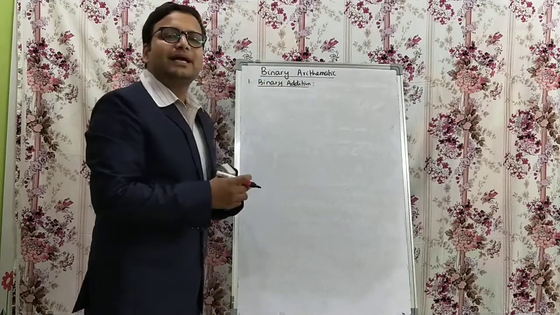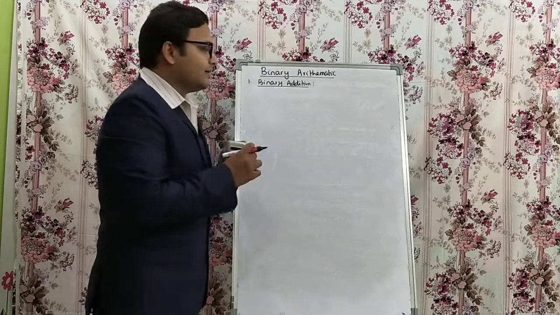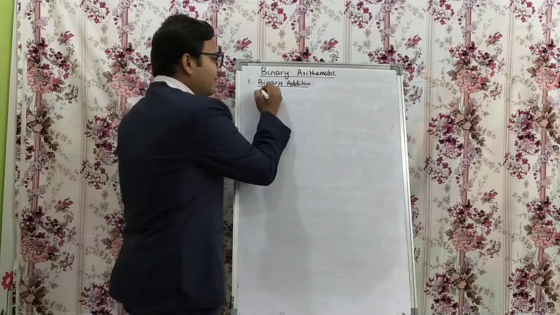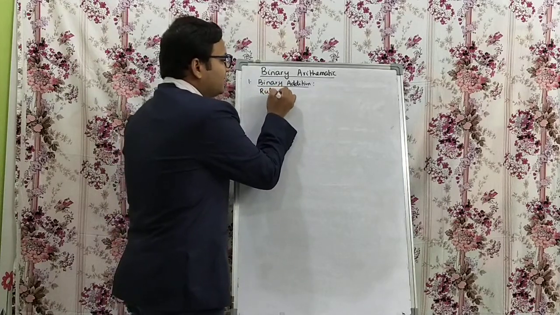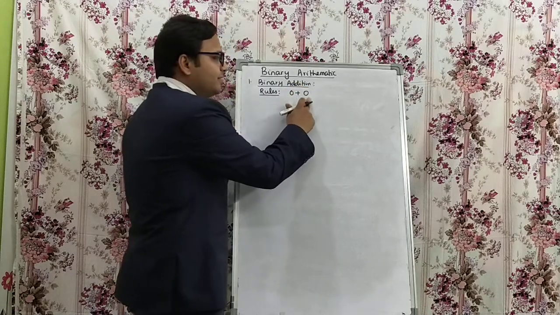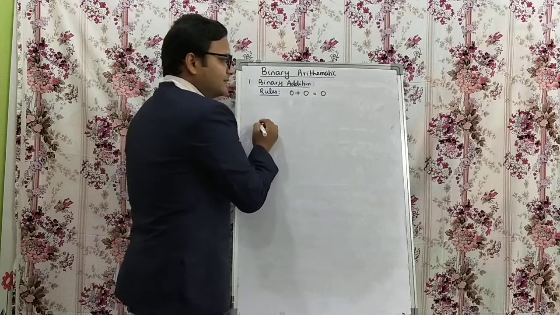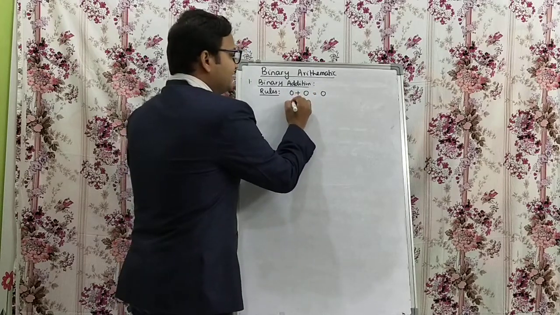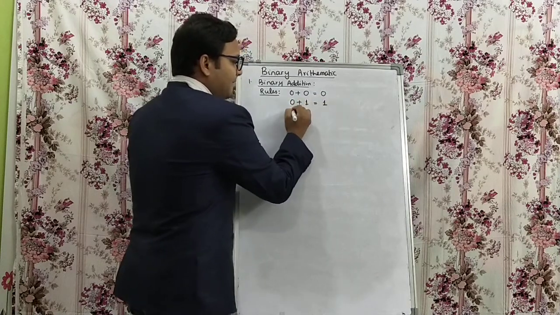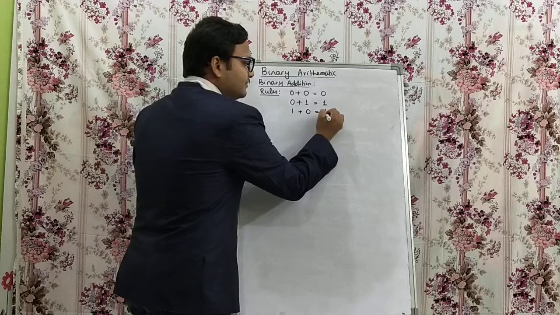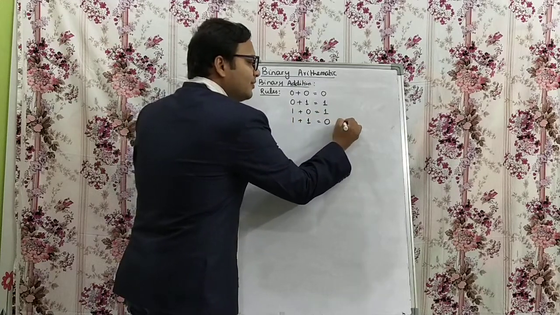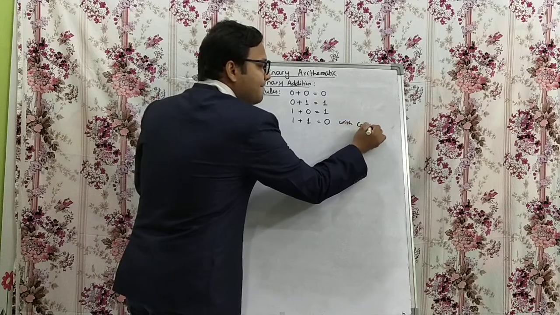Binary addition: if you want to add two binary numbers of maybe 4 bits or 8 bits or 6 bits, you have to follow certain rules. What are the rules for binary addition? 0 plus 0: if binary bit 0 is added with binary bit 0, the sum is 0. 0 plus 1, the sum is 1. 1 plus 0, the sum is 1. 1 plus 1, the sum is 0 with carry 1.